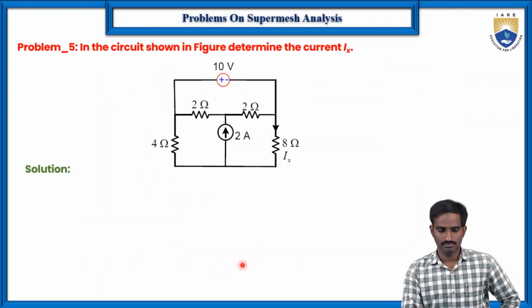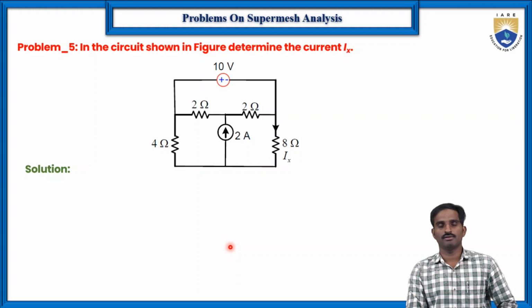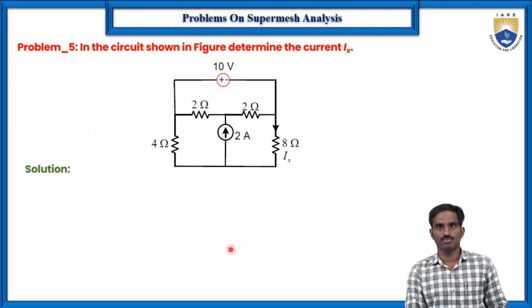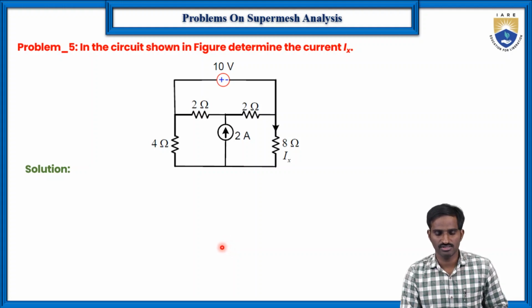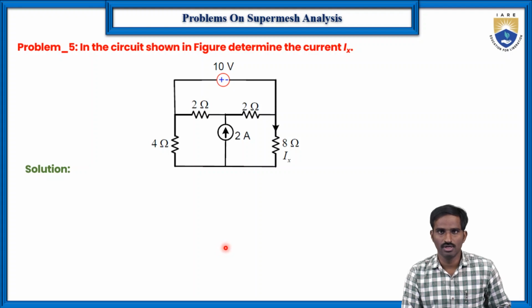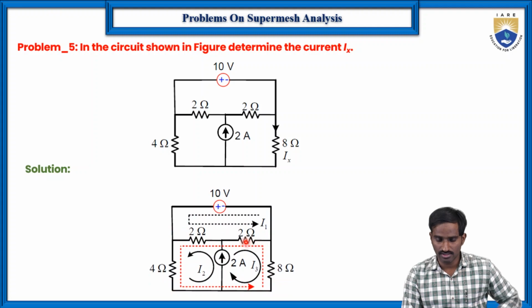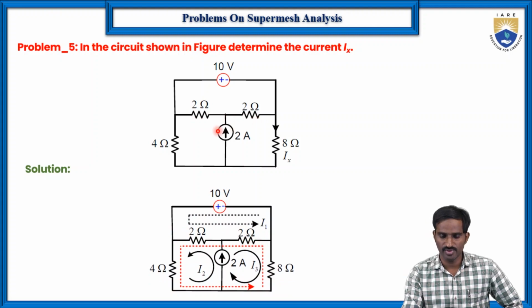Then coming to the same super mesh analysis, in case you are having 3 loops, because in the previous case we were having only 2 loops. In this case also, in the same way, we will consider this as a super mesh, because in between these 2 loops we are having the current source. Okay, then this loop is as it is.